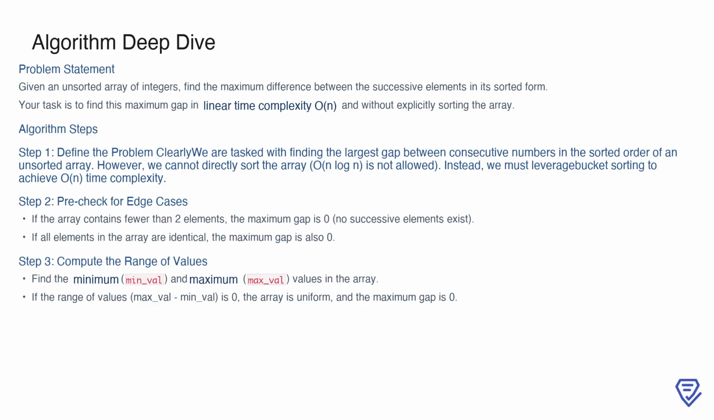First, it's important to clearly define the problem. We are looking for the largest difference between successive numbers as if the array were sorted, but sorting directly would violate the time complexity constraint.